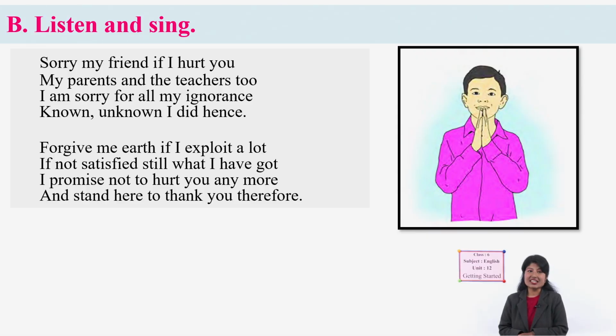Listen and sing. Activity B is listen and sing. Everybody, let's sing together. The boy here is in this position, joining his hands. He is singing this poem. Let's recite it rather than singing it like a song. Let's recite together. Are you ready, all of you? I hope all of you are ready.